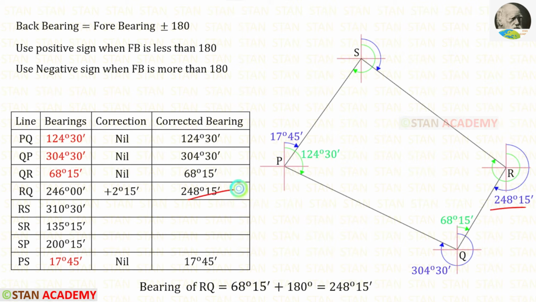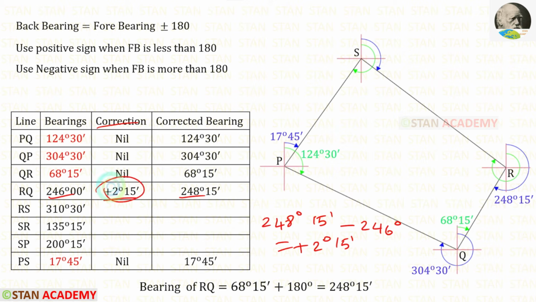Let us enter that. Now let us find the correction. 248 degree 15 minutes minus 246 degree, we will get 2 degree 15 minutes. We will get a positive value, so the correction is positive.